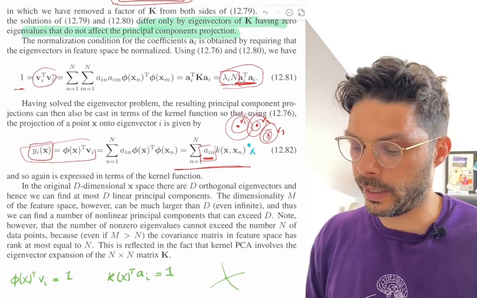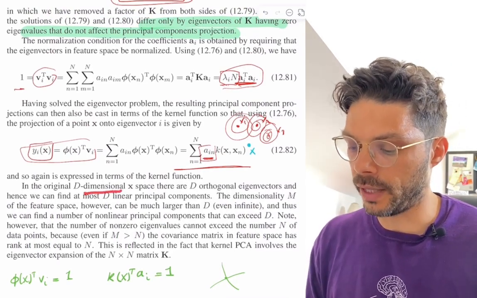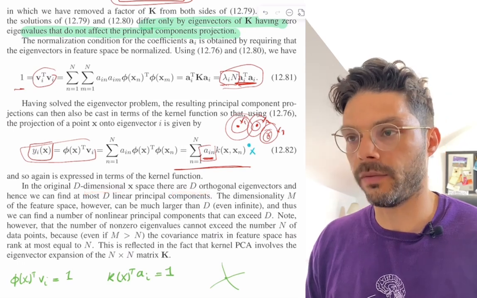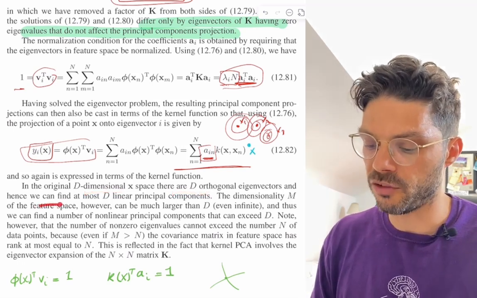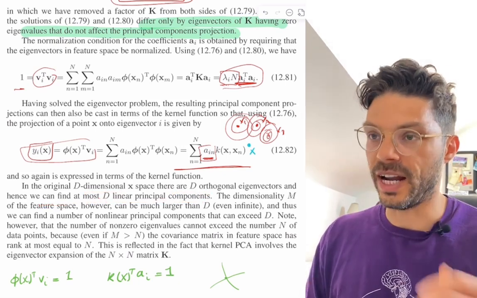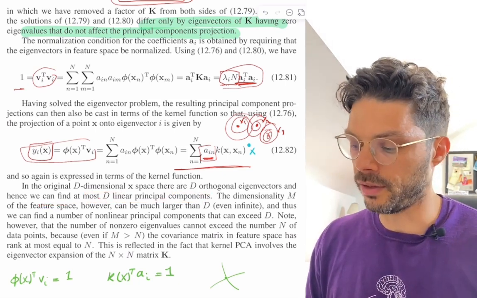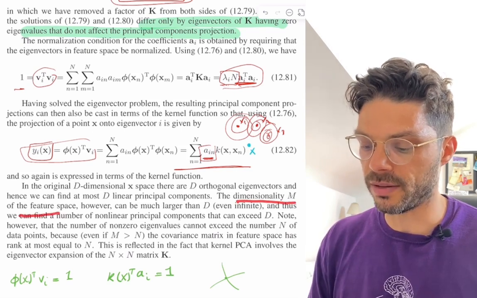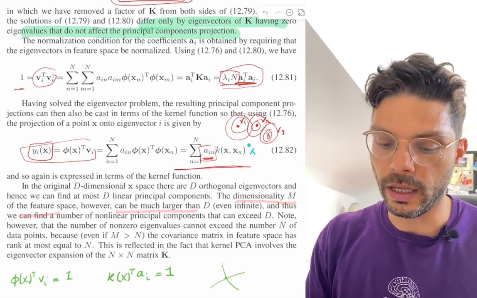So in the original d-dimensional X space, there are d orthogonal eigenvectors. Hence, we can find at most d linear principal components. Now we've projected into a higher dimensional space. So the dimensionality M of the feature space, however, can be much larger than d, even infinite.